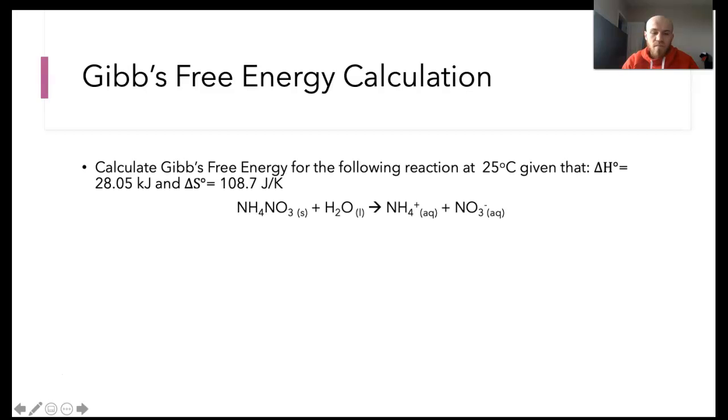All right, so let's look at a Gibbs free energy calculation. This is on page 3 of your chapter packet. We're going to calculate Gibbs free energy for the following reaction at 25 degrees Celsius, given that the change in enthalpy is 28.05 kilojoules and the change in entropy is 108.7 joules per Kelvin.